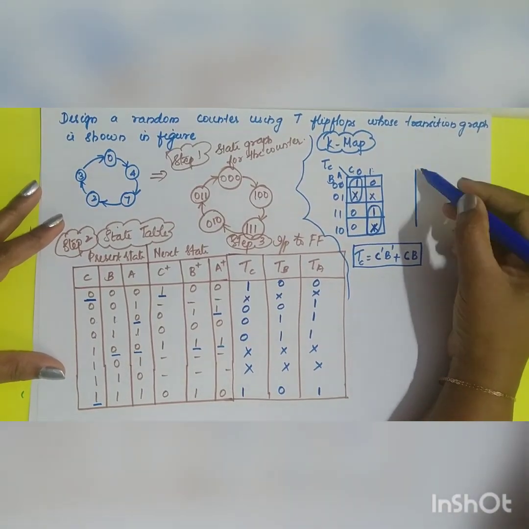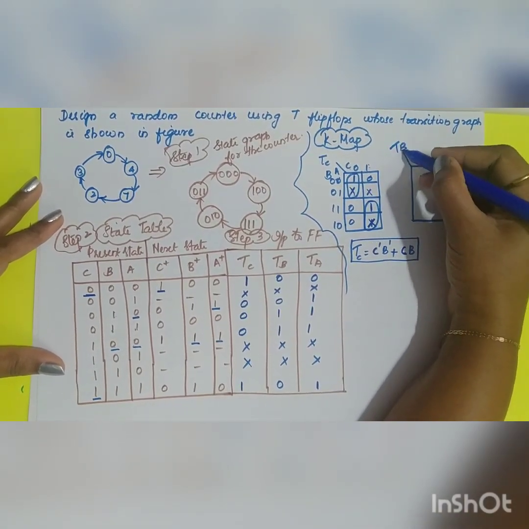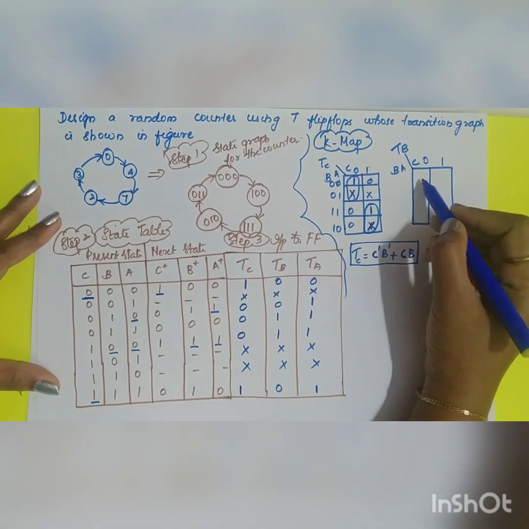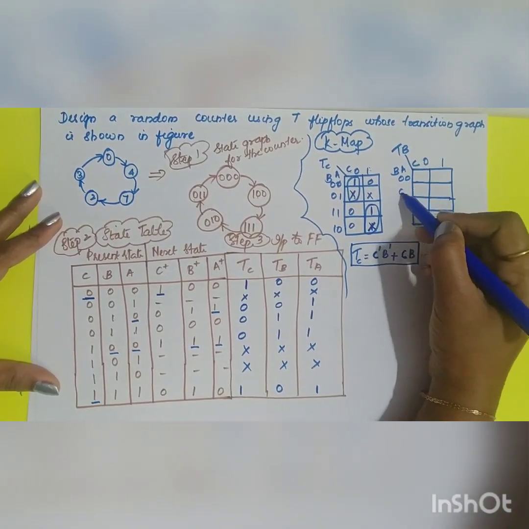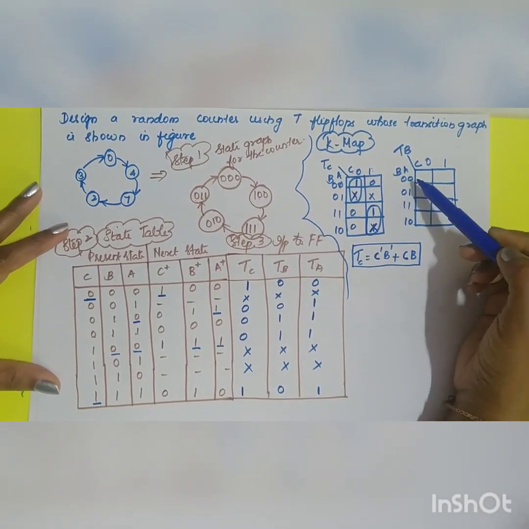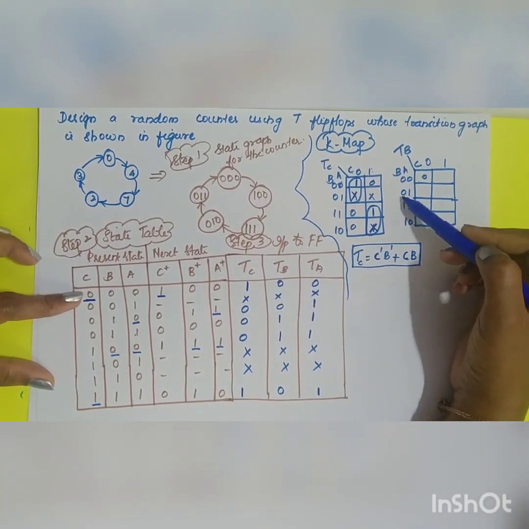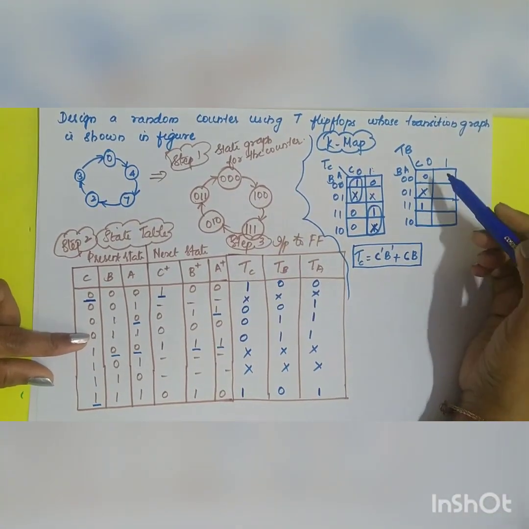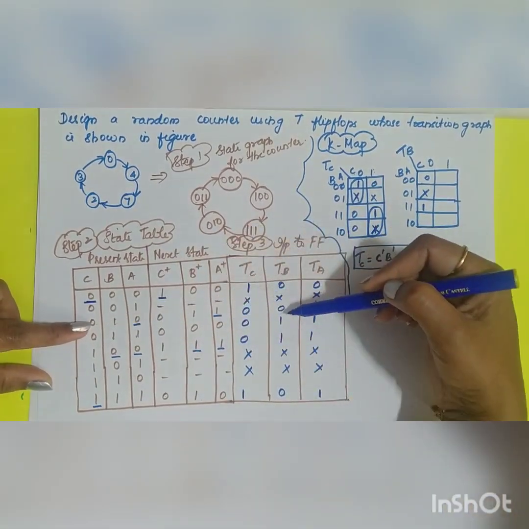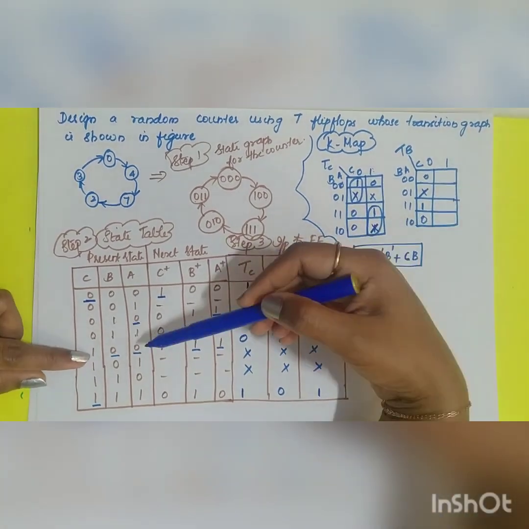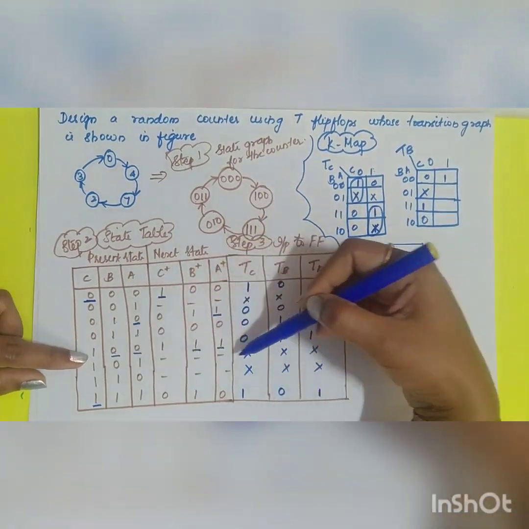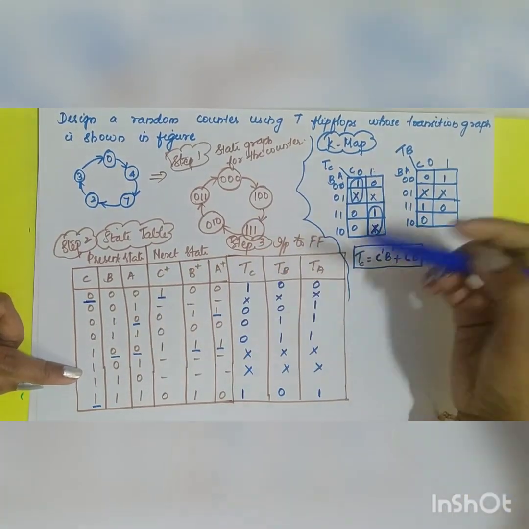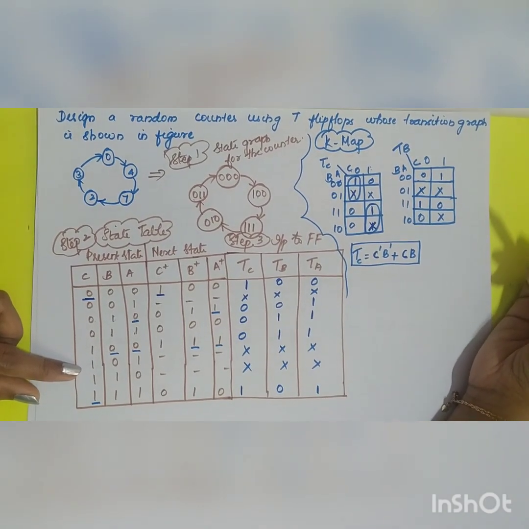Similarly, what is your value for TB? So if I take TB, A, B, C. So what is your combination? 0, 0, 0, 0, 1, 1, 1, 1, 0. So 0, 0, 0, what is your value for TB? Is equal to 0. Then 0, 0, 1, don't care. Then 0, 1, 1, the value for TB is 1. Then 0, 1, 0, the value for TB is equal to 0. 1, 0, 0, the value for TB is equal to 1. 1, 0, 1, the value for TB is equal to don't care. 1, 1, 1, the value for TB is equal to 0. 1, 1, 0, the value for TB is equal to don't care. So this is the data which you have got for your TB.